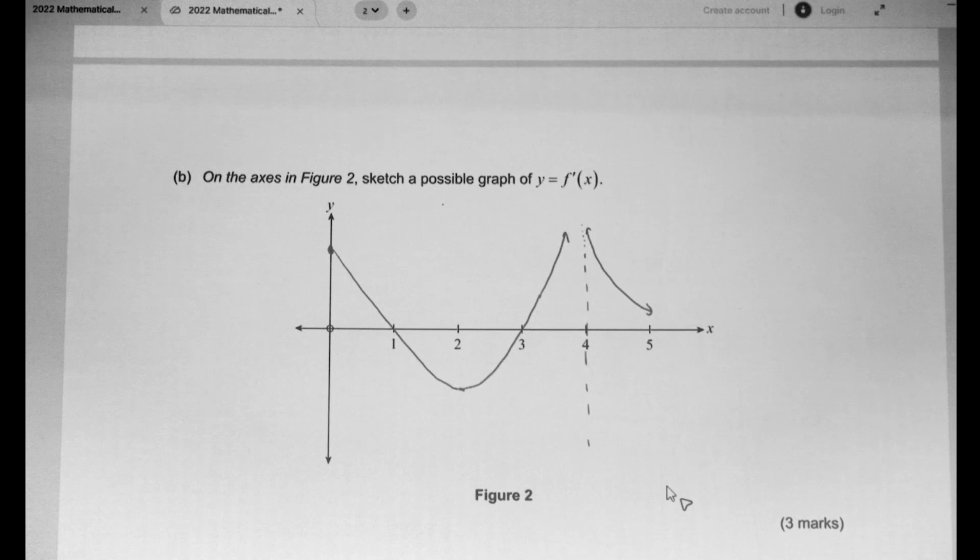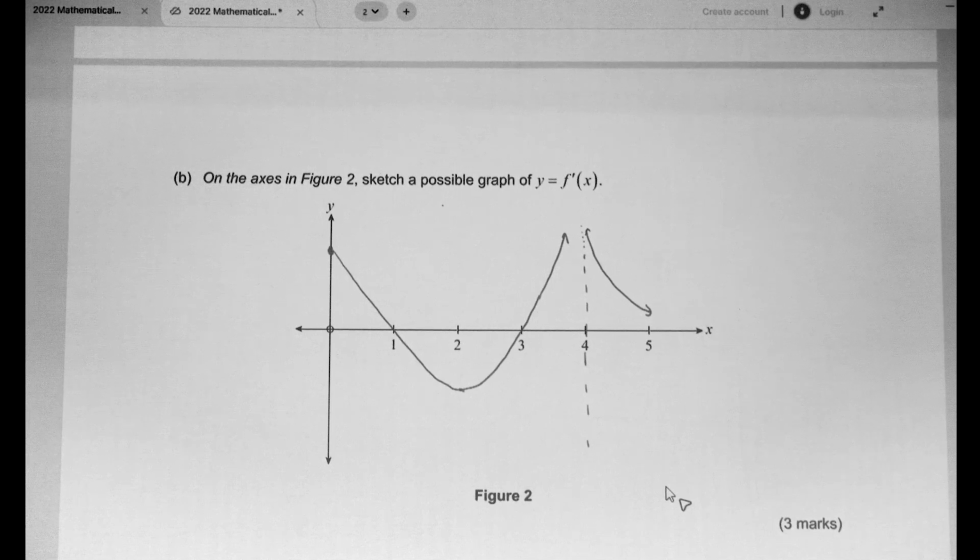So what are we looking for in that curve? We're particularly in this case looking for it cutting through at 1 and 3 and having a minimum at 2. So it's about that shape.